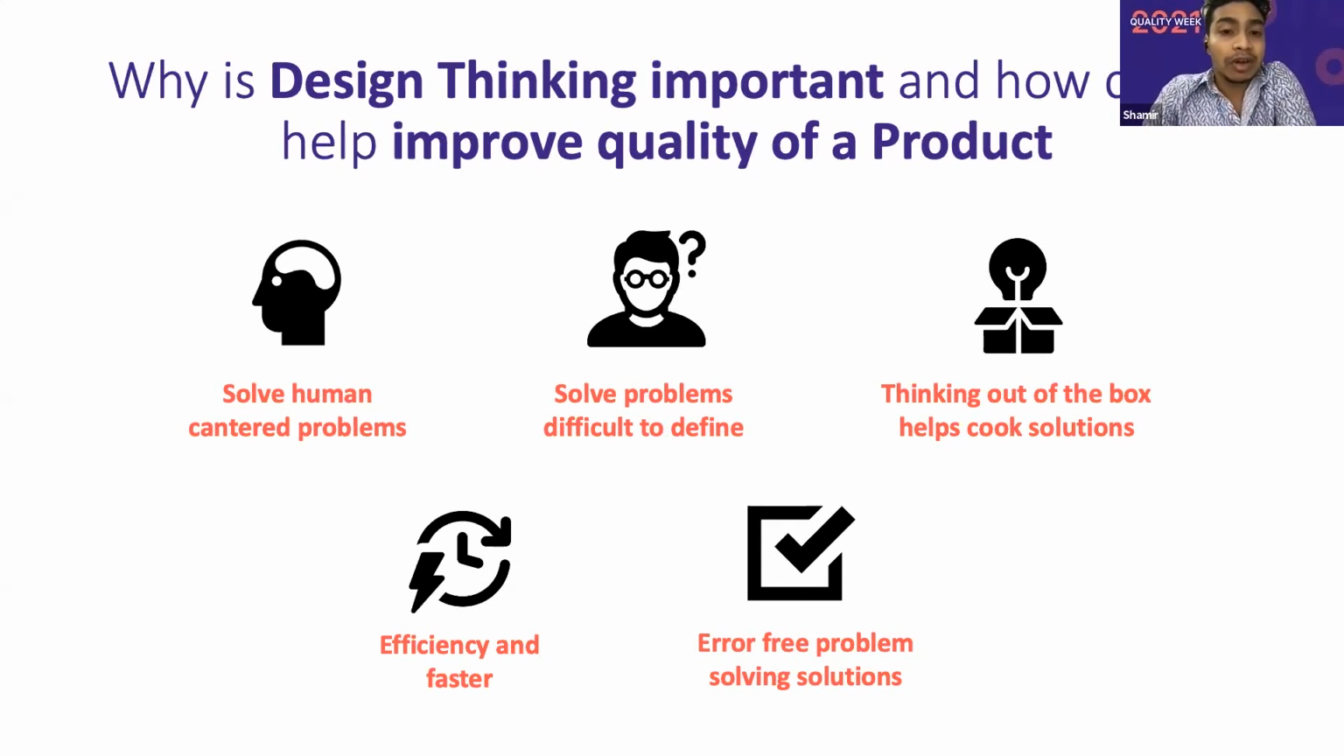Next up is solving problems that are difficult to define. What this means is sometimes the user will not know how to express or explain the problem they have. So when you're doing the ideation, and when you come to the defining part, you will understand what the user is trying to say. It could be the user, it could be the product owner, someone who is trying to explain what the problem is. But when you're actually in that phase, you can clearly understand, okay, this is the problem that the user has. It's not what I thought.